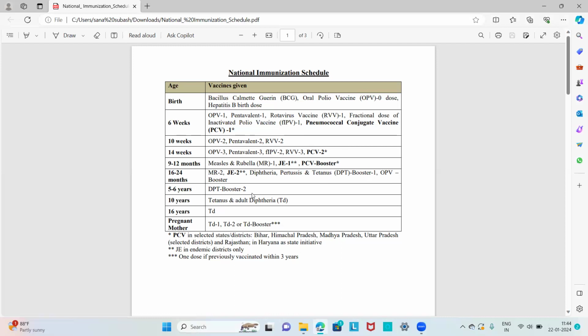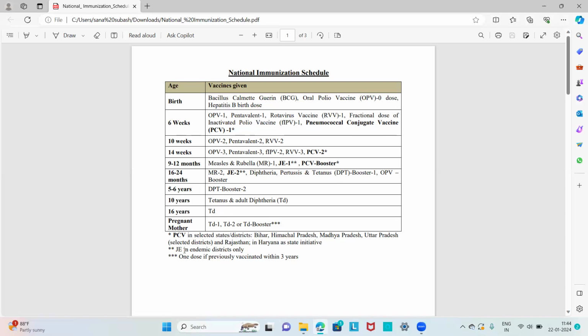At 9 to 12 months of age we have to give the PCV booster only. Then at 10 years of age, we have to give the TD, that is tetanus and adult diphtheria. And at 16 years also, we have to give the TD. After 10 years, we give TD. Then for the pregnant mother, we have to give TD1 and TD2 or the TD booster. TD1 and TD2 have to be given 1 month apart.